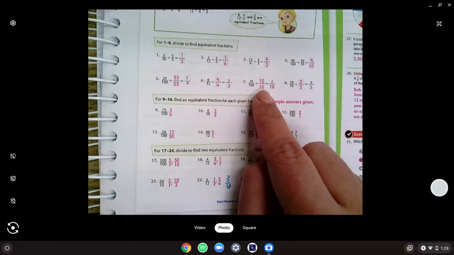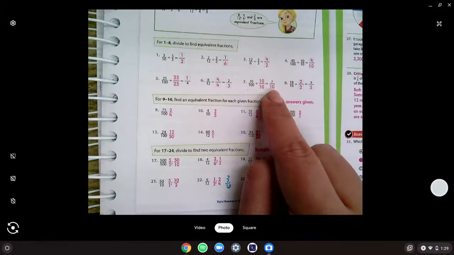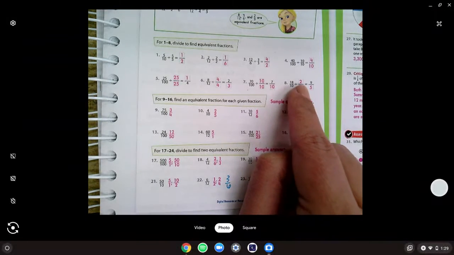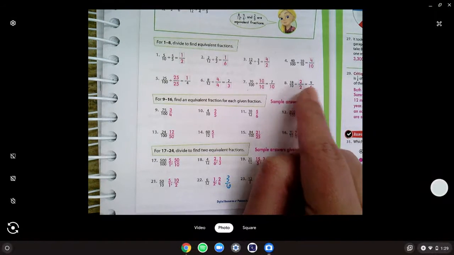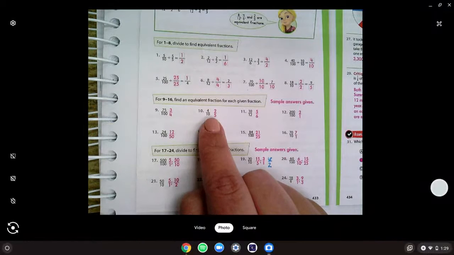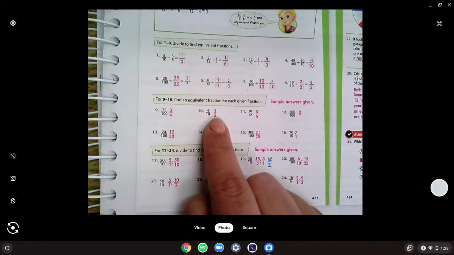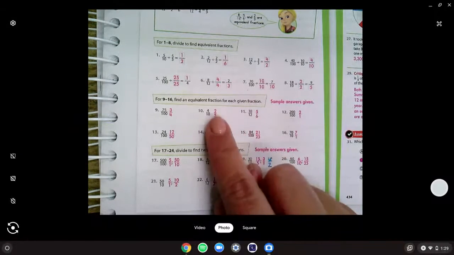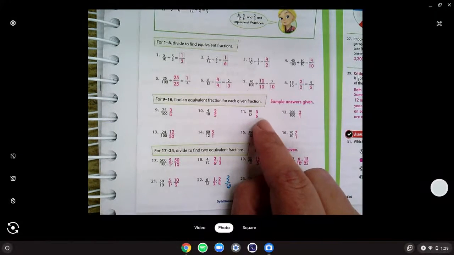You should have divided by 10/10 to find 7/10. You should have divided by 2/2 to get 9/5. Then we had number 10. You should have found 2/5 as your equivalent fraction. And for 11, you should have found 5/6. And those ones are really the only ones you can get by using division.